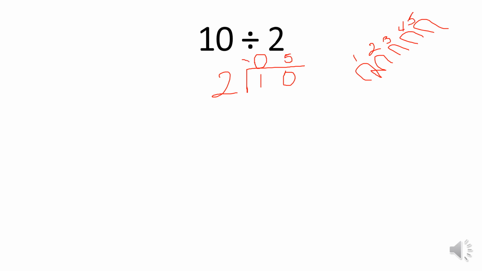Now we're going to multiply. 2 5s are 10. 0 take away 0 is 0. 1 take away 1 is 0. So our answer is 5. 2 can go into 10 5 times.